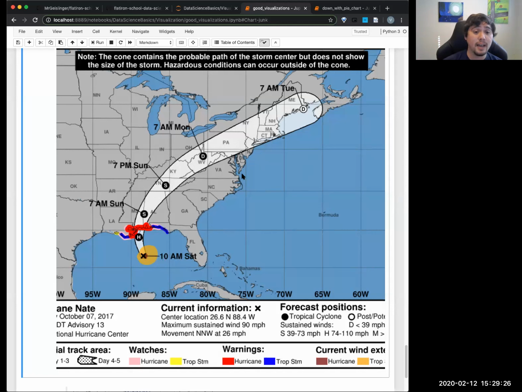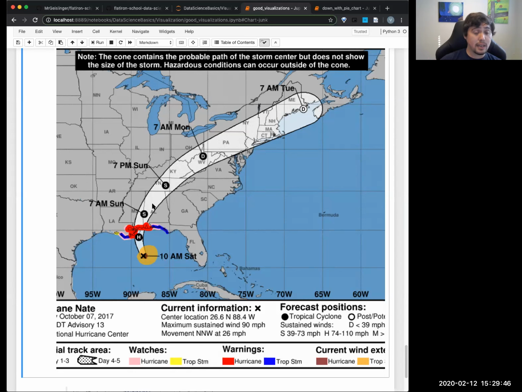That's completely wrong. That's not what is going on. So it is about time over time, but this cone right here is actually representing, I think it's a 95% confidence interval, if I remember this right. Basically where the center of the hurricane will be. So this doesn't actually represent where the hurricane is.